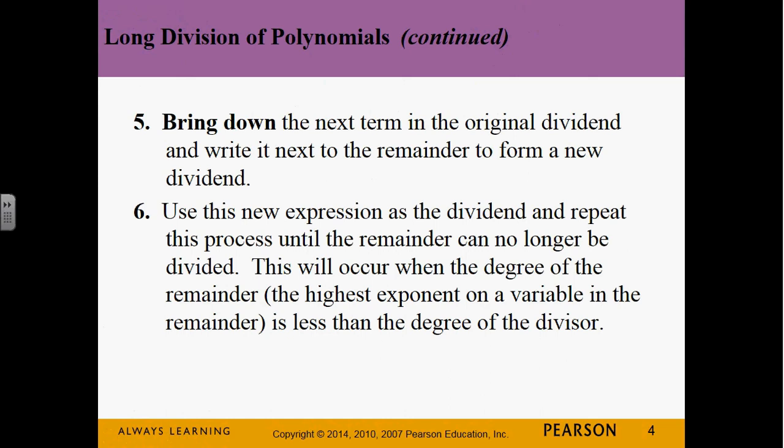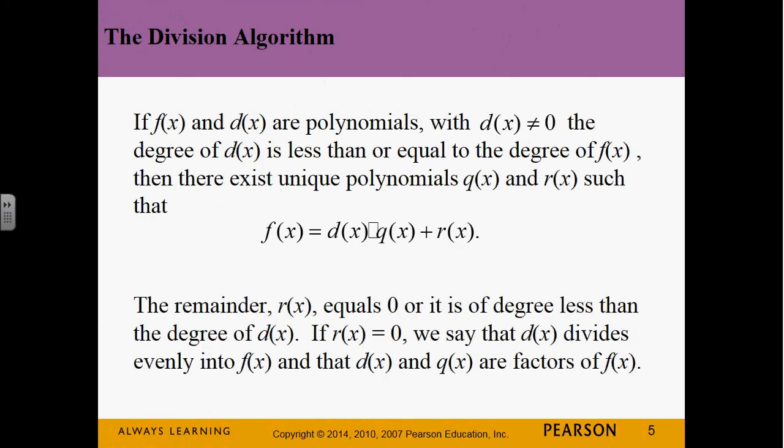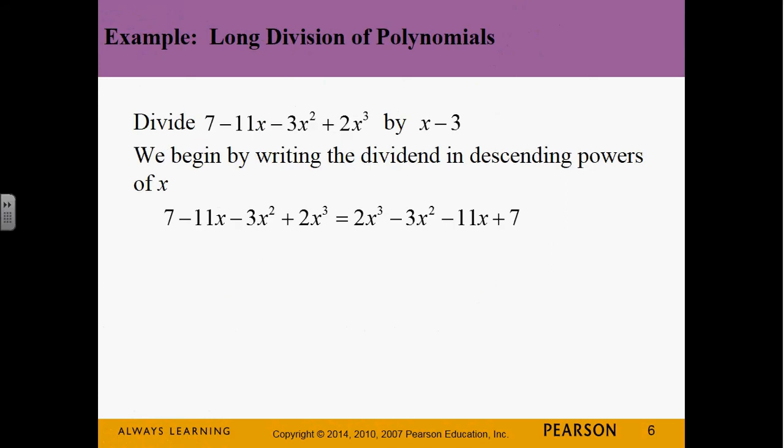The way to write a remainder is to say plus whatever the remainder is divided by the divisor. And I know I'm throwing a lot of stuff at you. When we start doing it, you'll see what I'm talking about. Now, I'm not worried about the division algorithm. So let's do this. Let's divide 7 minus 11x minus 3x squared plus 2x cubed by x minus 3.